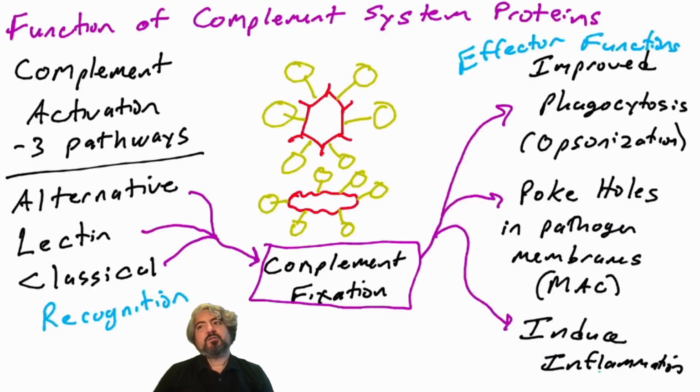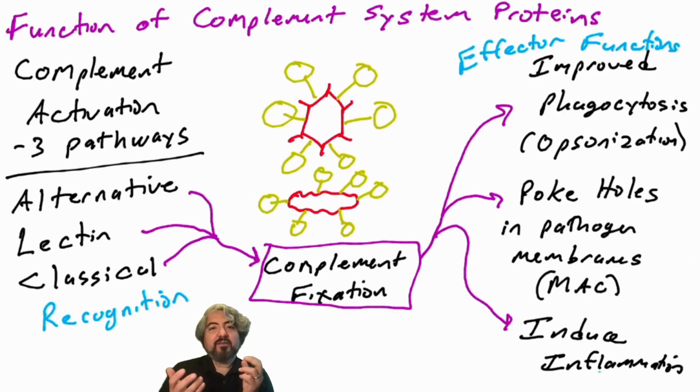In previous videos, we talked about complement activation, how there are three different pathways by which complement could be activated on a pathogen. Again, not every pathogen activates every pathway of complement. So there's a lot of redundancy in the body, depending on which pathogen can be recognized.